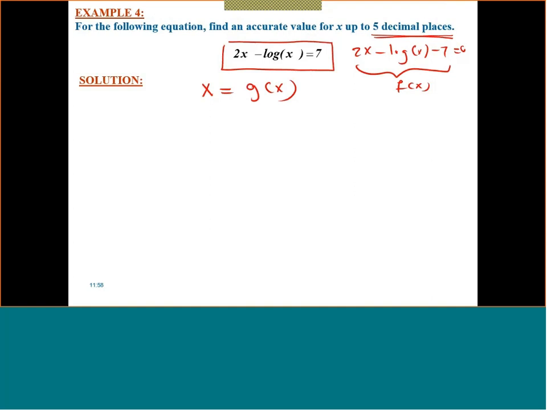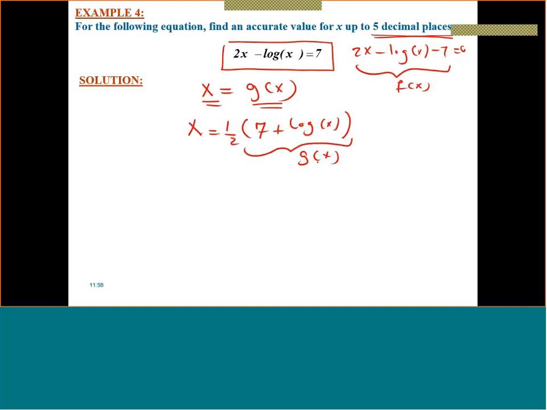Okay. So I want to put it in this format. It's very simple. One way to do that, the easier way, is to have x equal to 1/2 of 7 plus log of x. So this is now my g of x. Now I have to start with an initial guess. So let's say our initial guess x of 0.